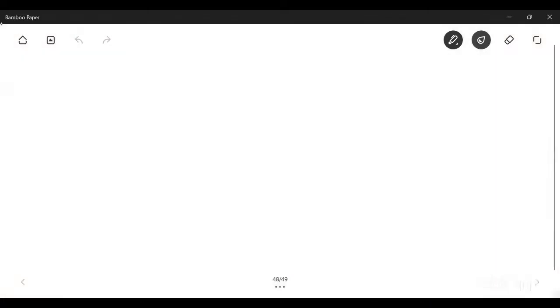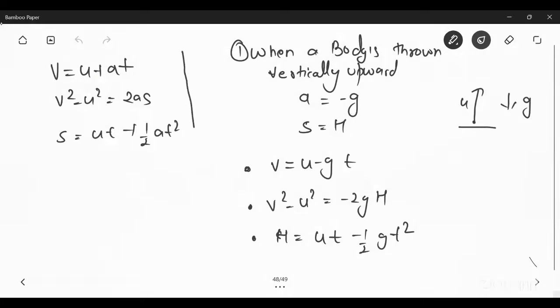So these are the types of equation of motion. First is the normal equation of motion, v is equal to u plus at, v square minus u square is equal to 2as, s is equal to ut plus half at square. First case is when a body is thrown vertically upward. The motion of the body is upward and the acceleration due to gravity acts downward, meaning both are in opposite directions. So that's why we will take acceleration as minus g. In place of acceleration you can put minus g, and in place of s you can put h. H is height, meaning in vertically upward and downward motion, the displacement will be the height covered by the body.